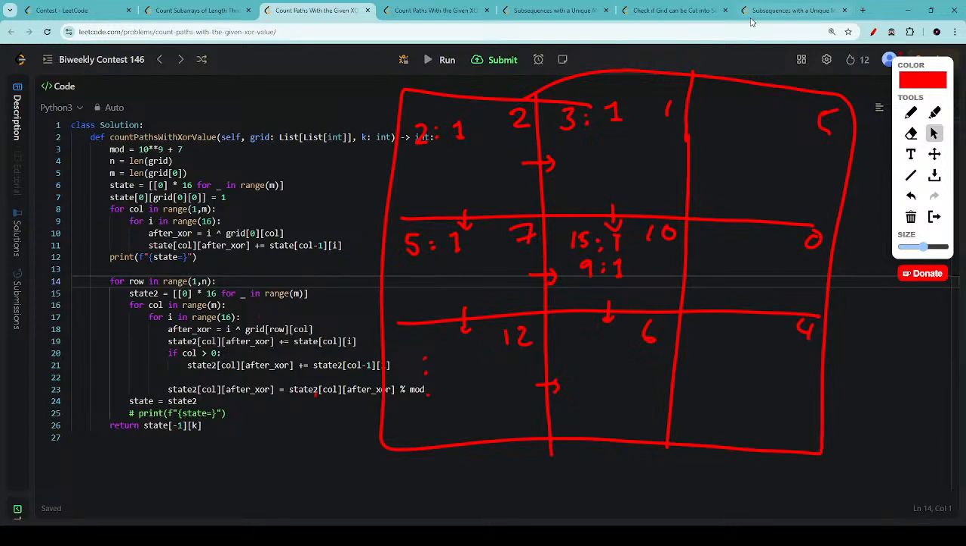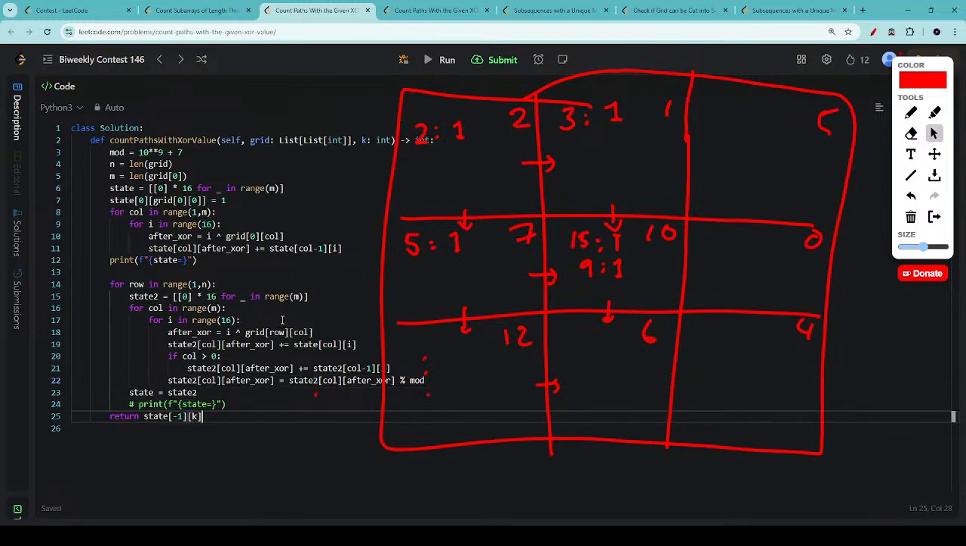Otherwise, if you keep a 2-dimensional array, this can be very large. I only keep 2 rows, the current row I'm acting on and the previous row. State is the previous row, state 2 is the current row, and that's enough for what I want to do. At the end, I look at the very last cell of the last row, and I check how many ways of getting there give a result value of k.